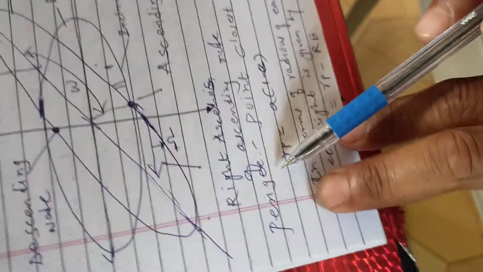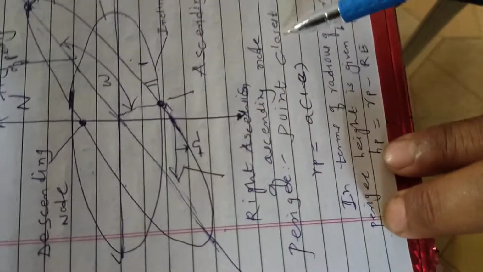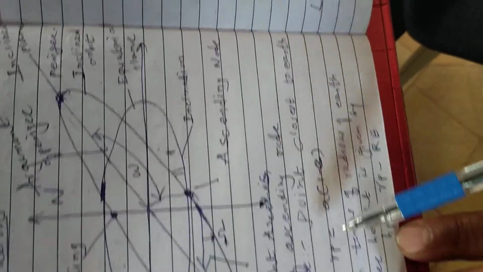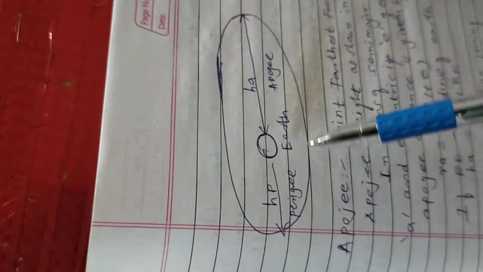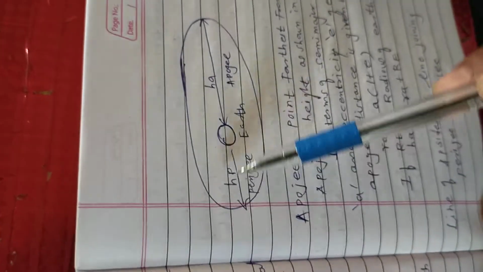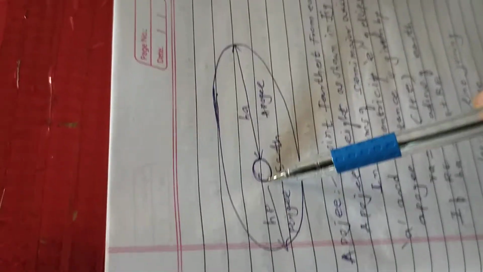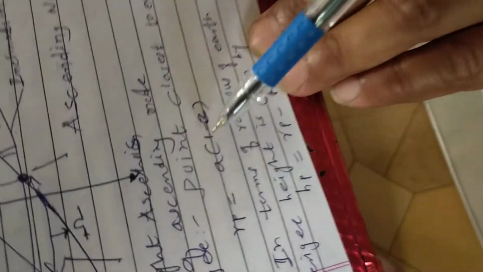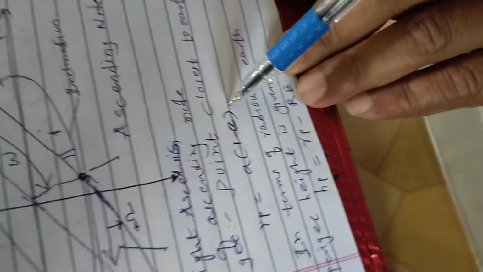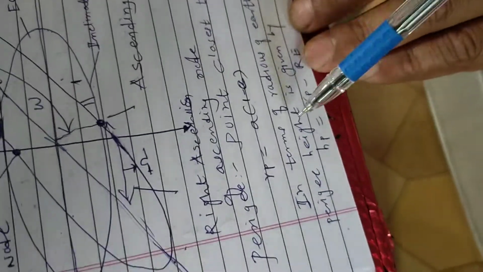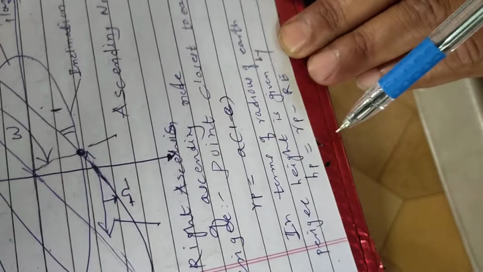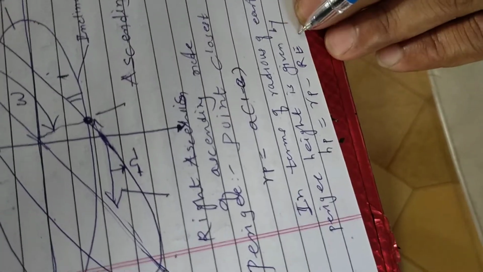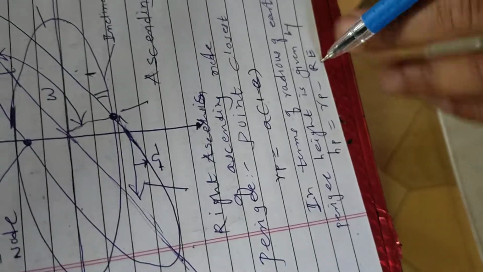Then first definition, perigee. So what is perigee? The point closest to the earth is called the perigee. Consider this figure, the point closest to the earth is called the perigee. That is the distance from this point to this point. And perigee distance RP is given by A into bracket 1 minus E, where E is the eccentricity. In terms of radius of earth, perigee height is given by HP equals RP minus RE, where RE is the radius of earth.